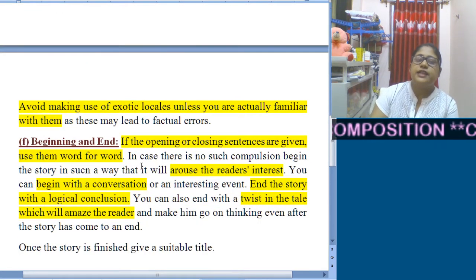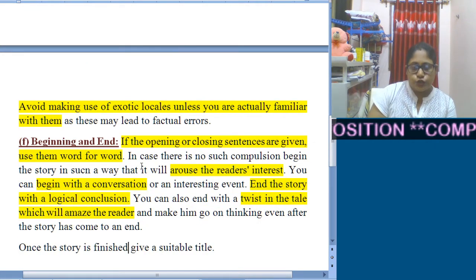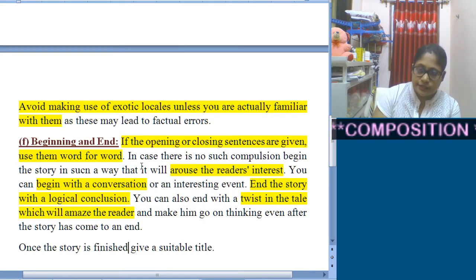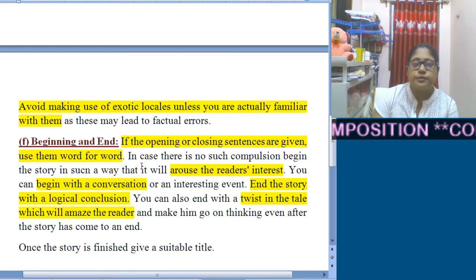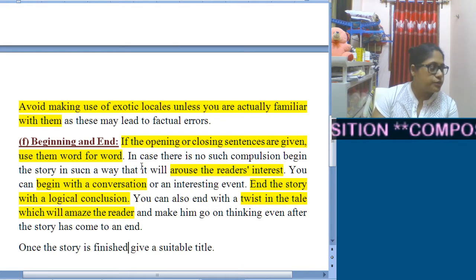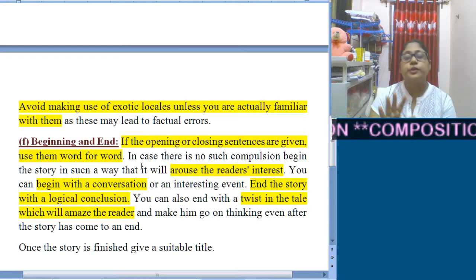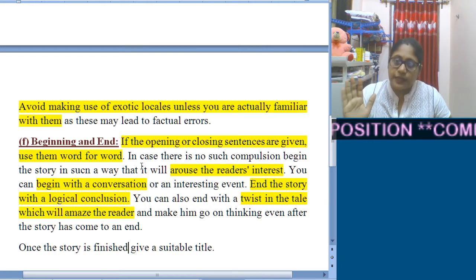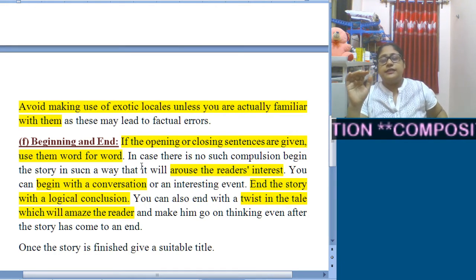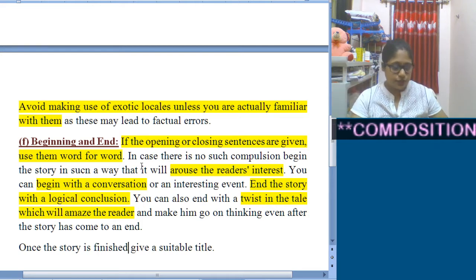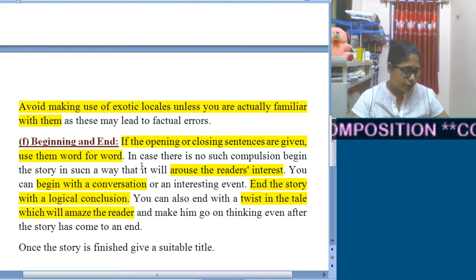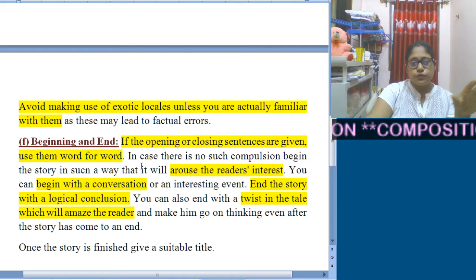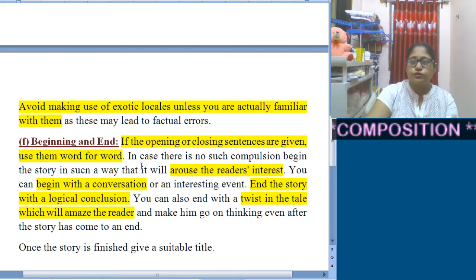And then comes beginning and ending. Sometimes you will be provided with certain words or a sentence, and you will be asked to start your composition with that sentence or those words, or you will be asked to end your composition with those words or with that particular sentence. In such a case you are compelled to do so. If you are asked to begin with it, you have to. If you are asked to end with it, then also you have to. Nowhere do you get a chance not to follow that.